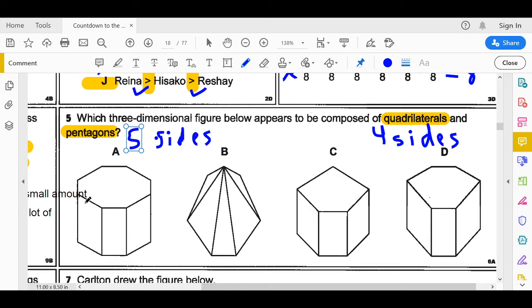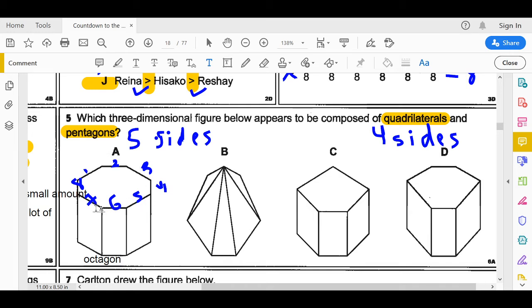How many sides on the face right here? 1, 2, 3, 4, 5, 6, 7, and 8. 8 sides on the one here on top. If you remember, when a shape has 8 sides, that is called an octagon. Octagon, like an octopus, remember? 8. So it has an octagon here.